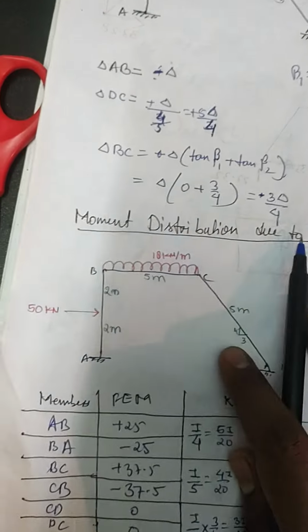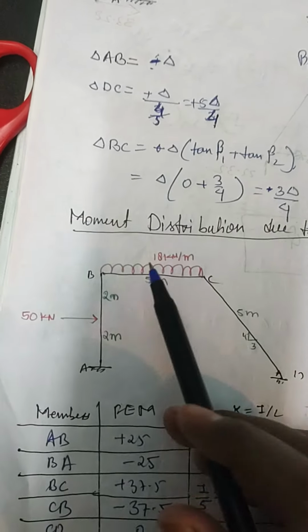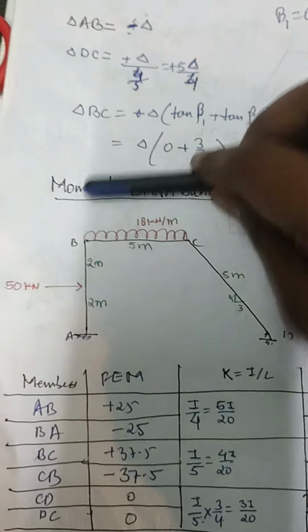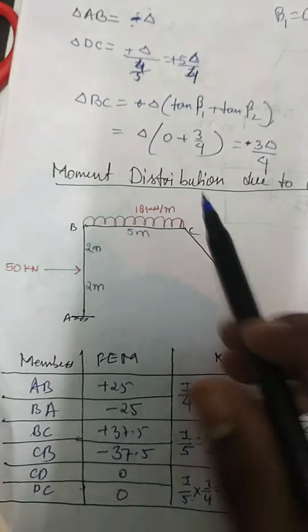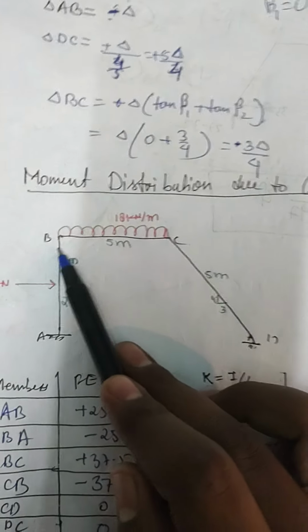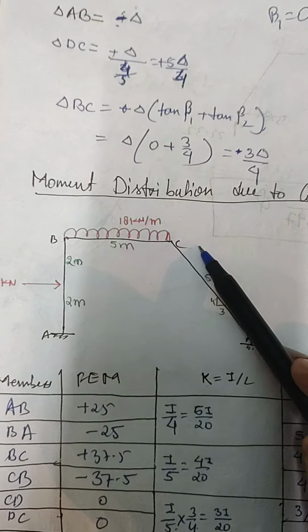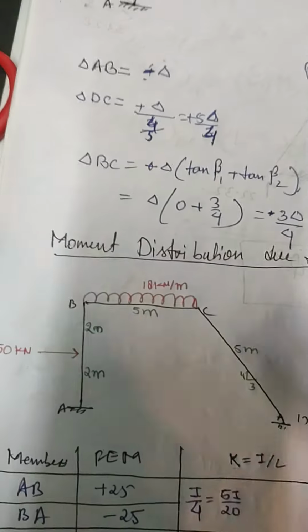In this case also you can see we have a 50 kilonewton force in this direction, so we know this beam will deflect in this direction and this will deflect in this direction, and this BC will deflect in this direction. Now seeing the deflection, AB is deflecting in this direction, means it is clockwise, and this DC portion is also deflecting clockwise, but this BC is deflecting anti-clockwise. Now we will see the value of these moments.